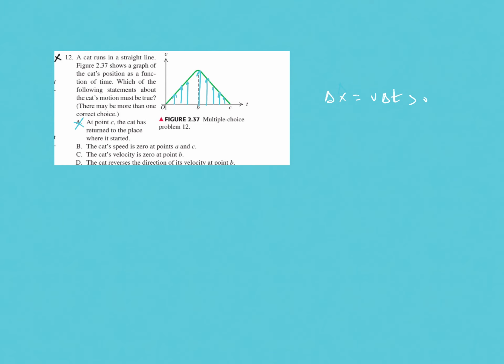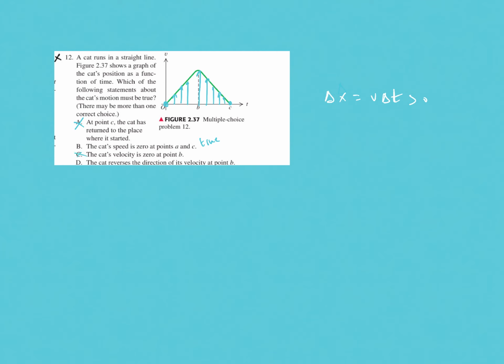Option B: the cat's speed is 0 at points A and C. At points A and C. I don't see the point A, but I see the point C. Where is the point A? Well, this is partially true. If the point A is this one, it's completely true. Maybe it's true. Option C: the cat's velocity is 0 at point B. Well, at point B, the cat's velocity is this amount, so it's not 0. So this is wrong.